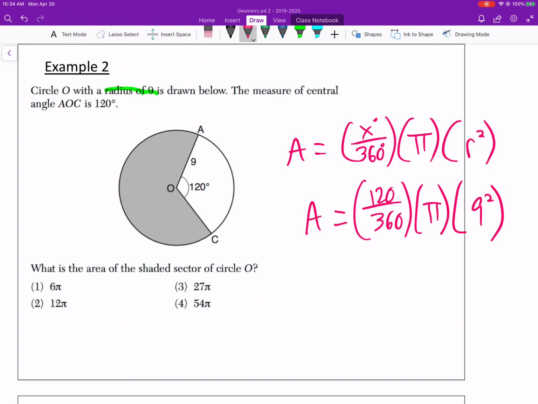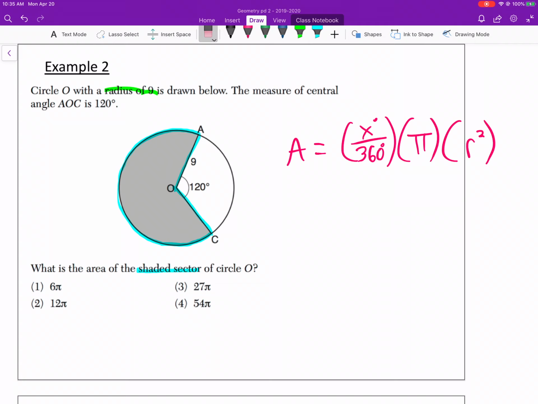At 120, that's a central angle. 9, that's the radius, yep. Guys, the problem is they said shaded sector. The shaded sector, yeah, it's these radii here, but the shaded sector is around this way. So we're finding a big portion of the circle here. We're not using that 120.